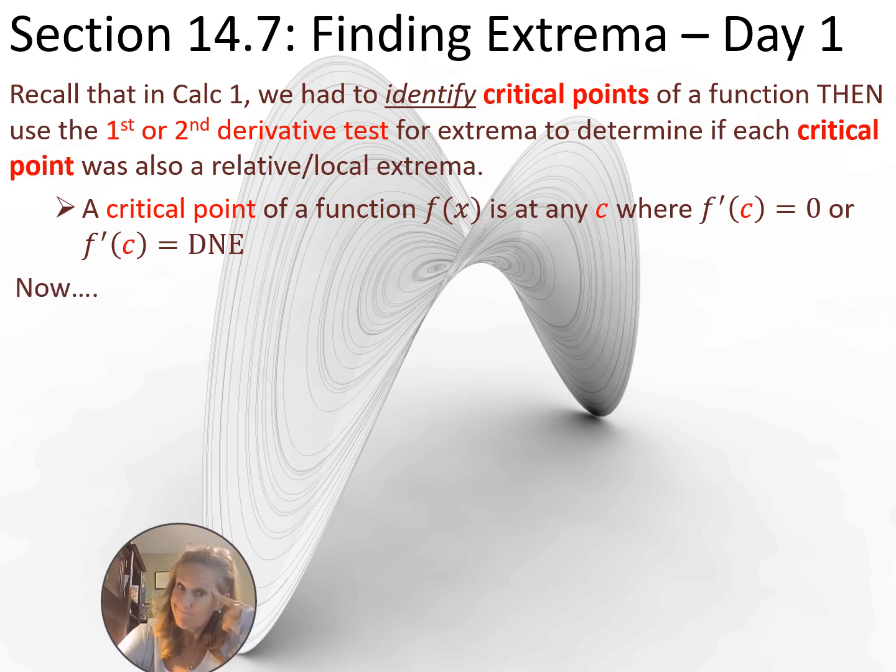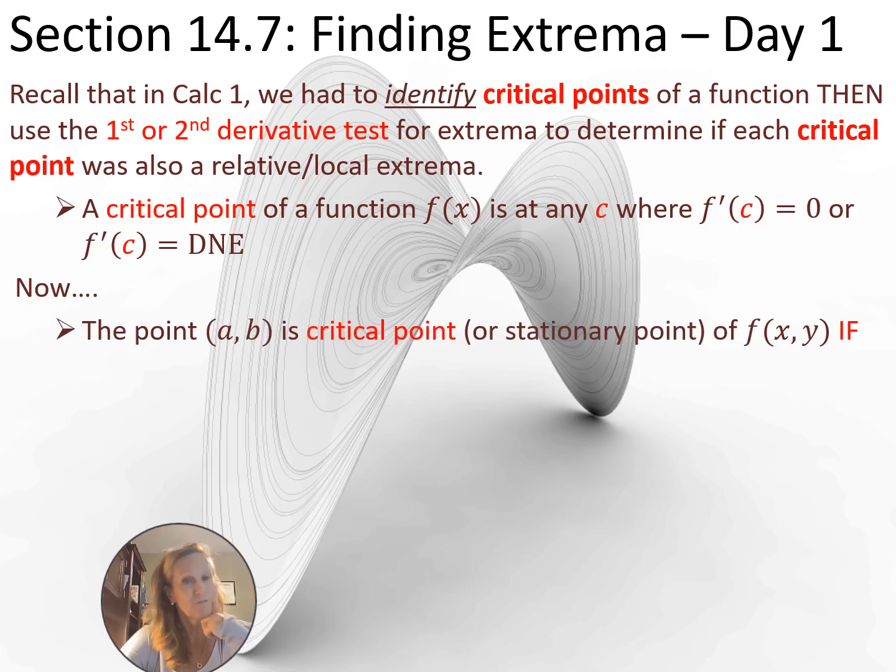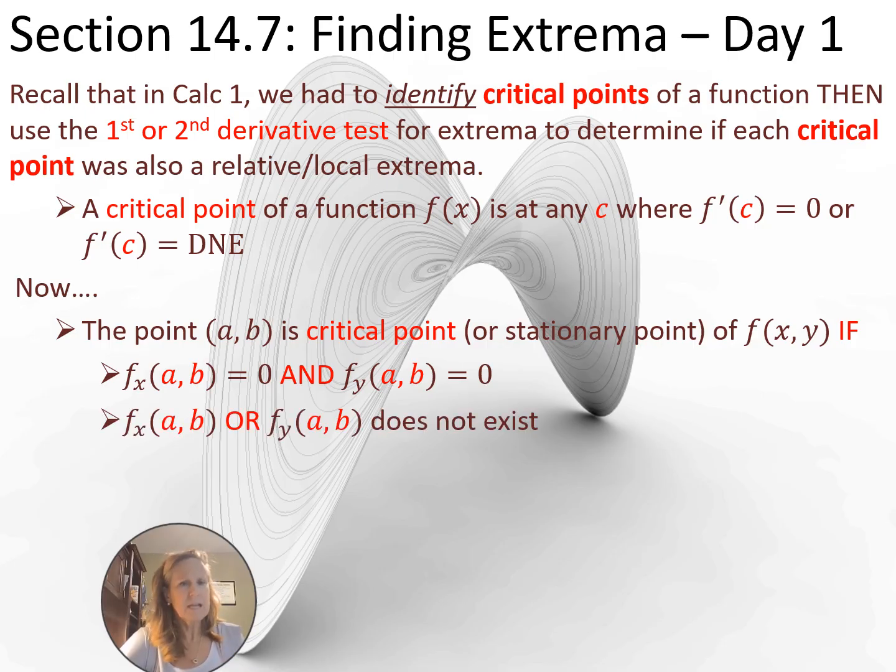So now, what do you think? It's not just the derivative, but the partial derivatives, right? So if you have 2 independent variables, to be a critical point, and the book likes to call them stationary points, both partials must equal 0, not just one. Both of them have to be equal to 0 simultaneously, or one of them has to not exist. We're not going to really do those. We're going to be dealing with nice smooth surfaces. So we really are just going to be dealing with setting the partials equal to 0.